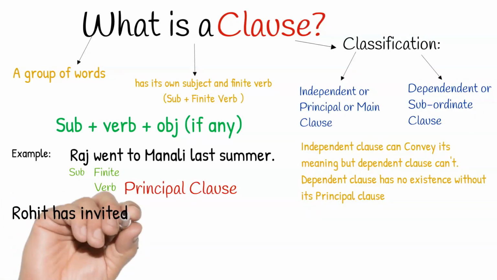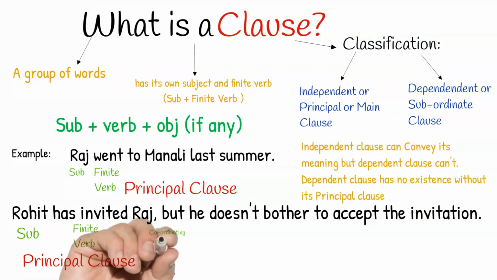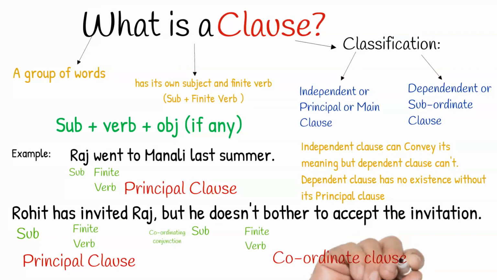Next. Rohit has invited Raj, but he doesn't bother to accept the invitation. Here "Rohit has invited Raj" is one clause and "he doesn't bother to accept the invitation" is another clause. Both clauses have their own subject, Rohit and he respectively. Moreover, "has invited" and "doesn't bother" are the finite verbs of the two clauses respectively. So in this sentence, there are two clauses. Here "Rohit has invited Raj" is the principal clause.